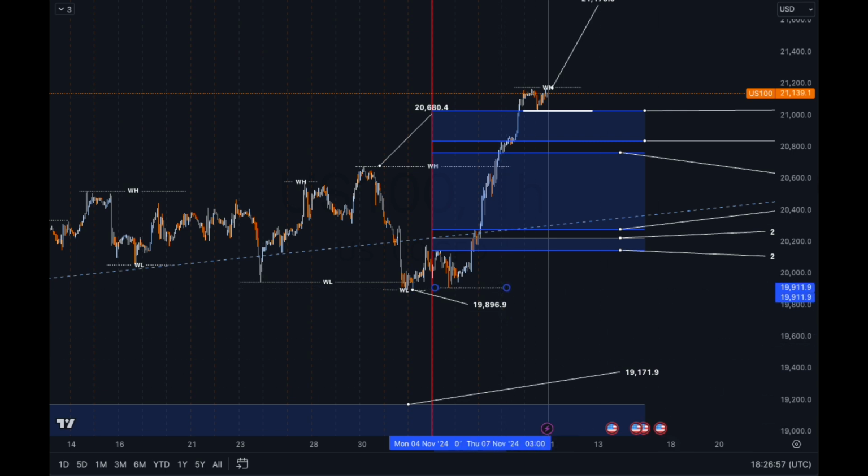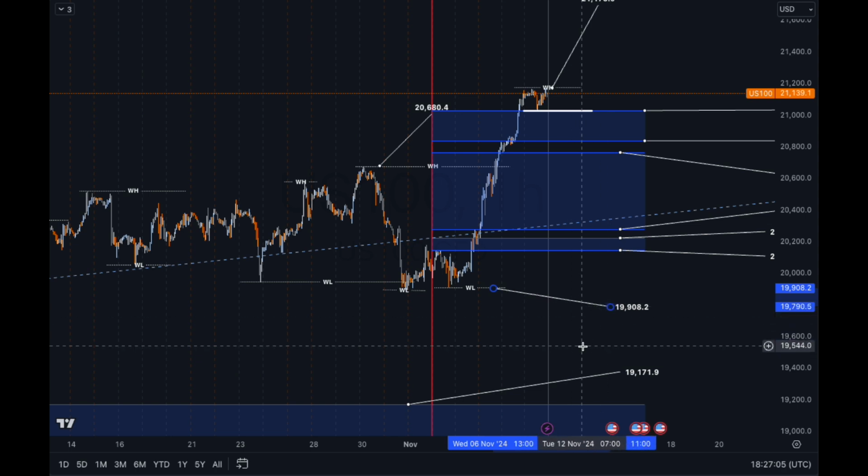So let's assign a label to that, and then let's put a price label on it, and that level is 19908.2.